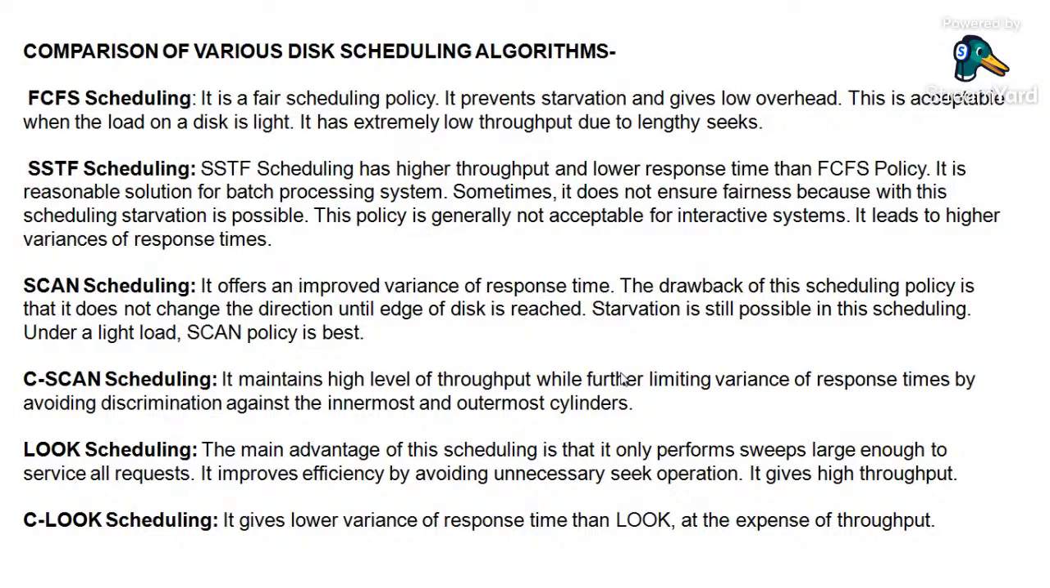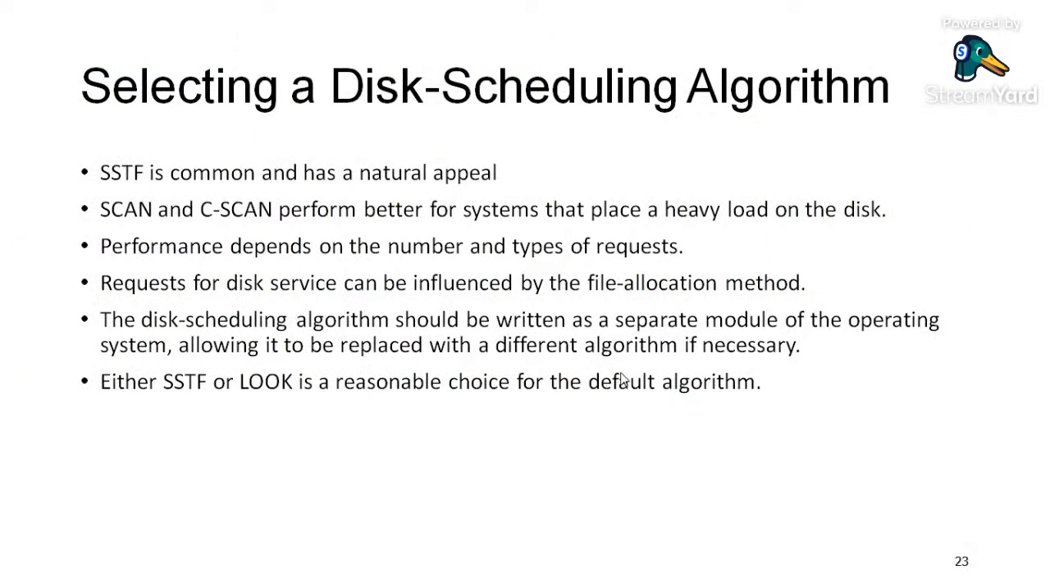Now, while selecting a disk scheduling algorithm, we need to consider these many points. SSTF is common and has a natural appeal. Why does it have a natural appeal? Because in the shortest seek time first algorithm, we do not know whether the coming request is very close or takes minimum seek time from the head position or not. That is the only issue with shortest seek time first. That means prediction is required whether the next request which is coming is going to satisfy the minimum seek time from the current head position or not.